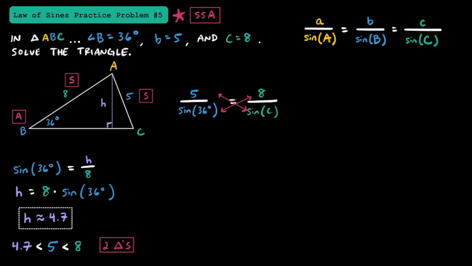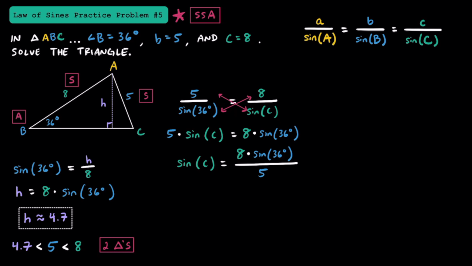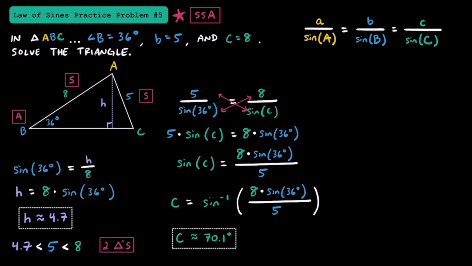Let's cross multiply and we'll get 5 times sine of C is equal to 8 times sine of 36. And dividing both sides by 5, we can say that sine of C is equal to 8 times sine of 36 over 5. And using arc sine or inverse sine of the right side, we can plug this into a calculator and find that C is equal to about 70.1 degrees.